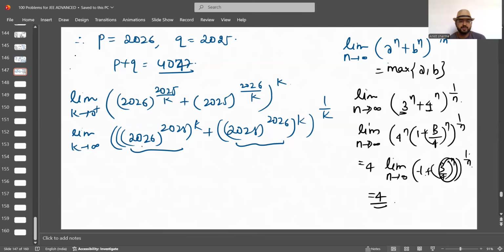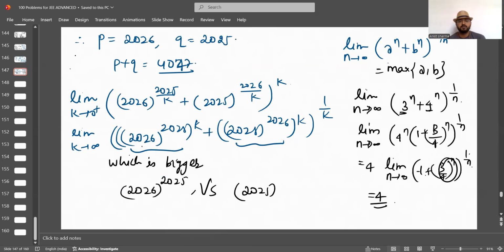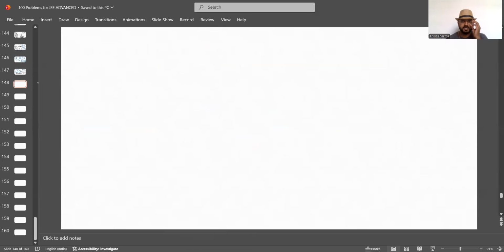So that means now we need to see which one is bigger, 2026 power 2025 or 2025 power 2026. So which is bigger? That's the entire limit now. So we have 2026 power 2025 versus 2025 to the power 2026. So let's establish which one is bigger. So for that thing, whenever we see this power comparison, we will directly go to the application of derivatives and we can construct the function.